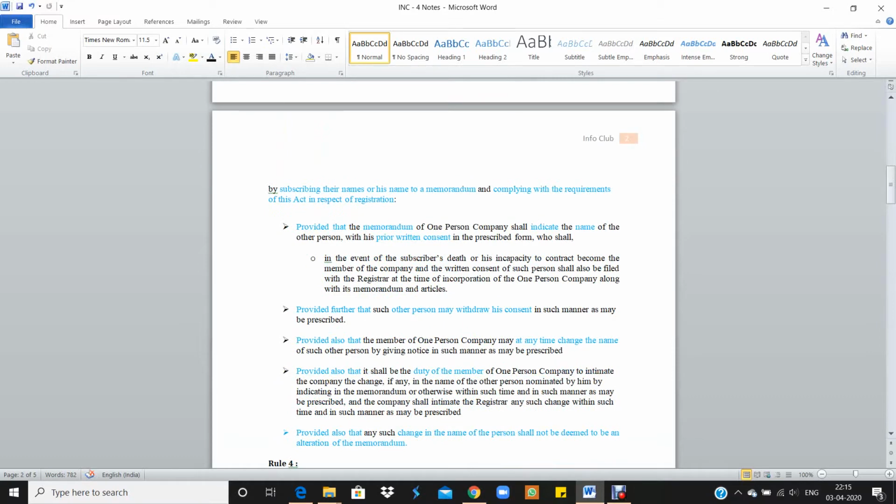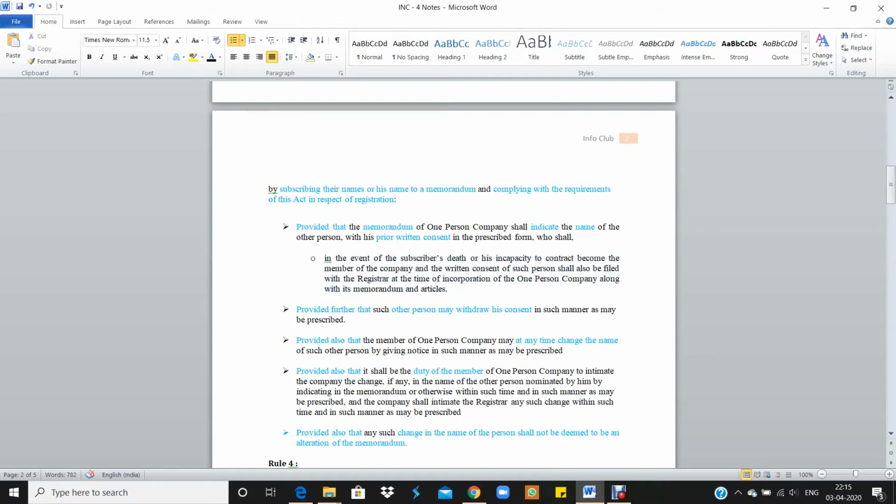Along with that, if a person wants to incorporate a one person company, provided that the memorandum of one person company shall indicate the name of other person with his prior written consent in the prescribed form, who shall, in the event of subscriber's death or incapacity to contract, become the member of the company, and written consent of such person shall also be filed with the registrar at the time of incorporation of one person company along with its memorandum and articles. So what does section 3 subsection 1 define?